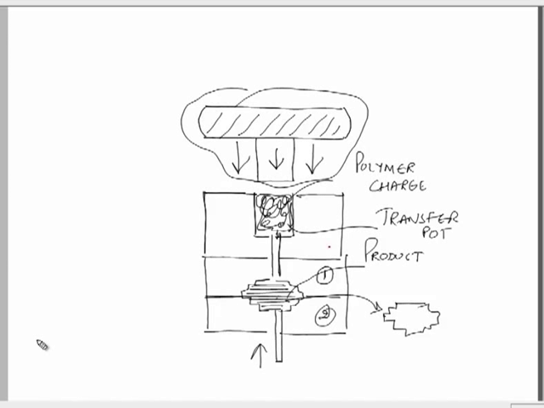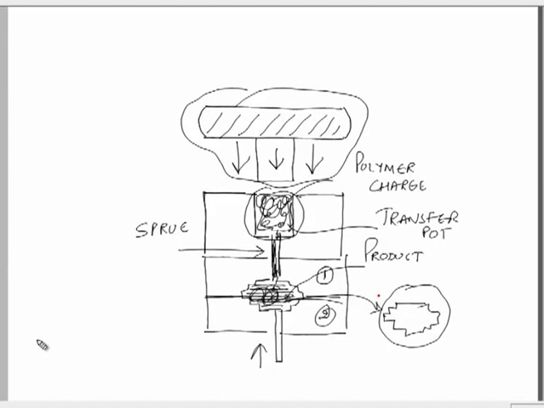So, this can also be covered. We have a transfer pot. In this transfer pot, we have the charge, and on application of pressure, this charge would travel through what can be called a sprue. It would travel through the sprue into the mold cavity, which you are seeing on the screen, and finally we will get a product which would be taken out like this.